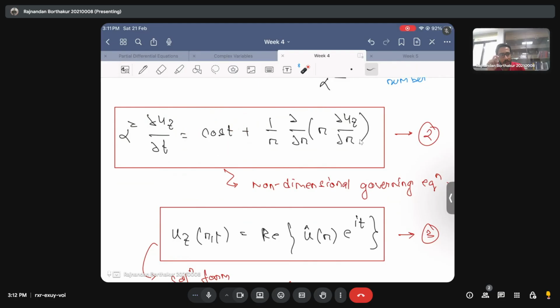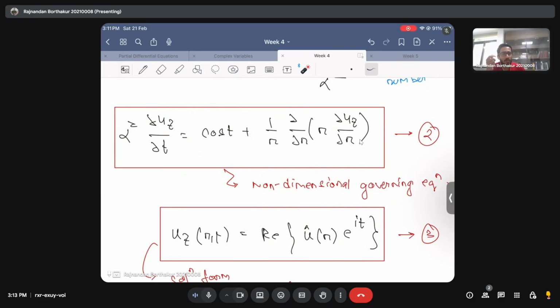Now, what is linearly proportional to cos t? You can see that the real part of e power it is nothing but cos t. So if you, for the time being, neglect this u hat of r term, the real part of e power it is just going to be cos t. Since the governing equation is linear, I can roughly say that my solution is going to be linearly proportional to e power it, and that's one of the reasons which motivates me to take the form of the solution in this manner.